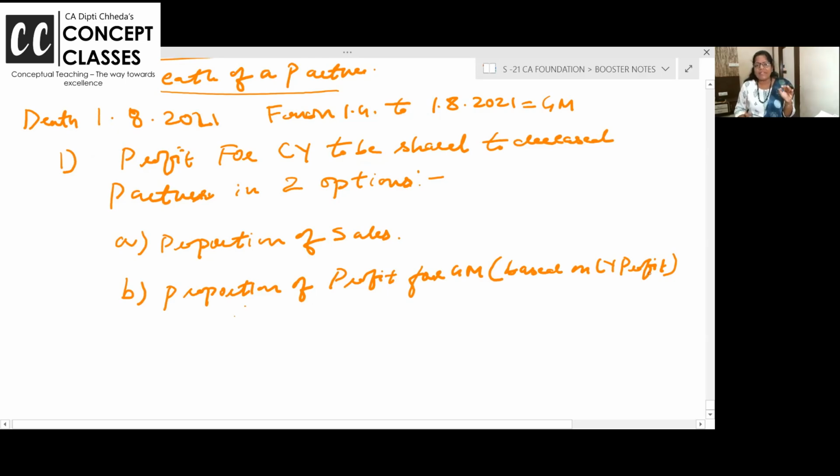Anyone in the class is feeling, ma'am, पूरा ऊपर से जा रहा नहीं समझ रहा तो वापस पूछो. Have you finished writing this in your boosters? Deceased partner give everything in old ratio. Profit you can derive from the first day of the financial year till the date of the death based on last year's profit or the turnover. ठीक है? Right.